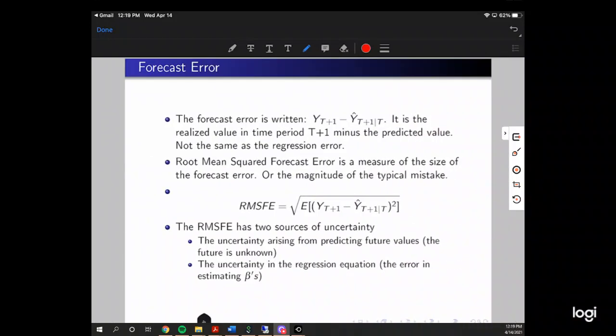The forecast error. The forecast error is written as the observed value minus the predicted value. So to get the forecast error, we need to wait until y_{t+1} actually happens. It is the realized value in the time period t plus 1 minus the predicted value, not the same as the regression error.